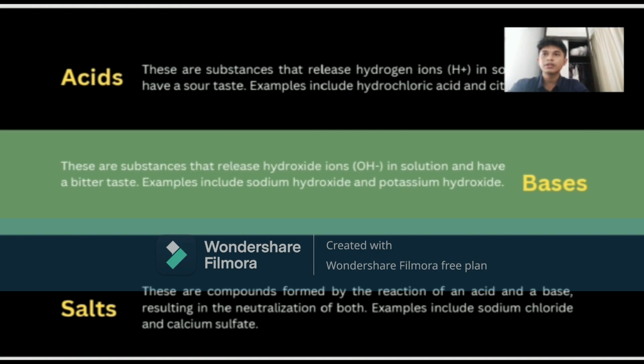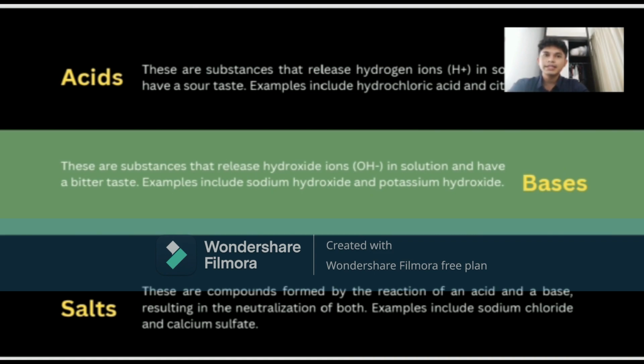Okay, this is the content. The first one is acid. These are substances that release hydrogen ions, H plus, in solution and have a sour taste. Examples include hydrochloric acid and citric acid.